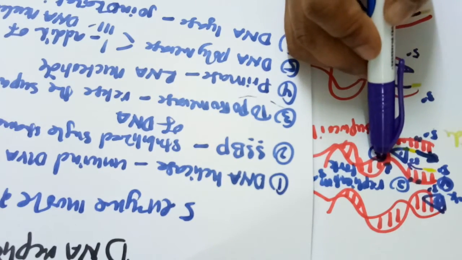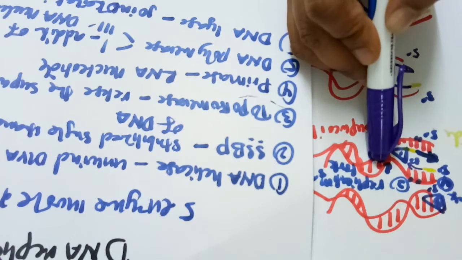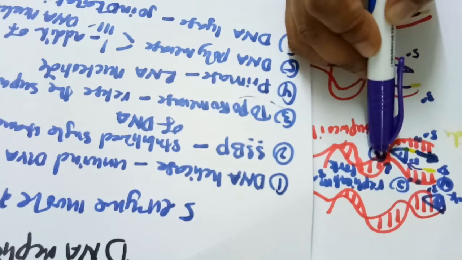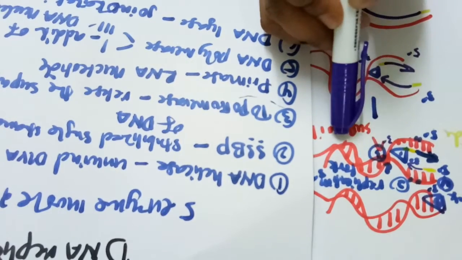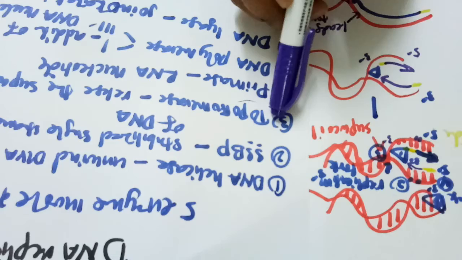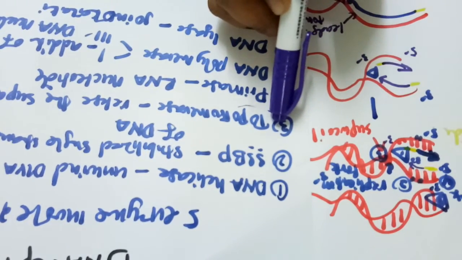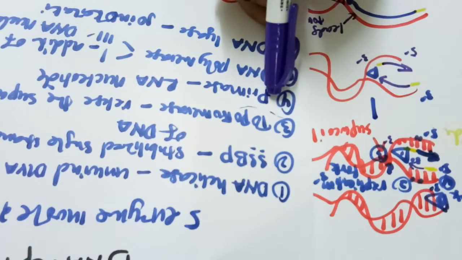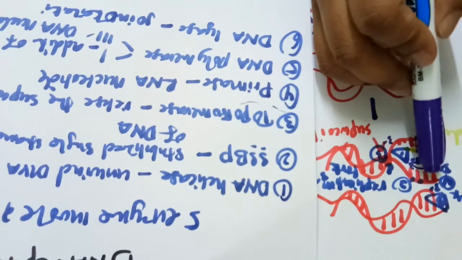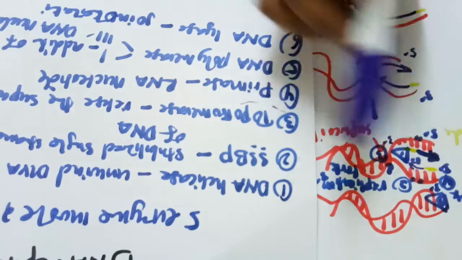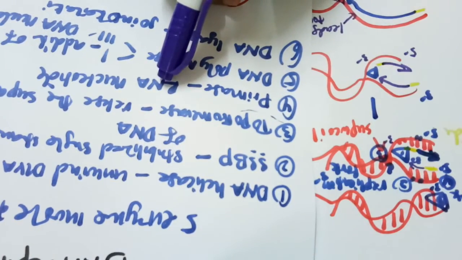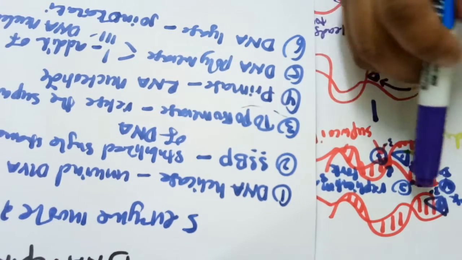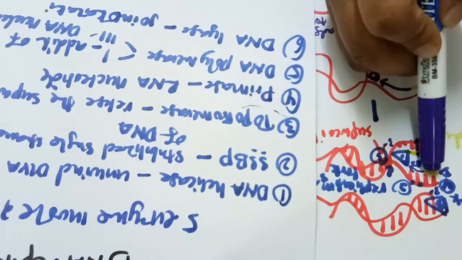Okay, and after that, at the ends of the replication forks, here is the replication fork, a supercoil will form. This supercoil will be released by the topoisomerase, and after that, primase. Okay, so primase is important to add the RNA nucleotide to initiate the process of DNA replication, or to initiate the synthesis of new strands of DNA.